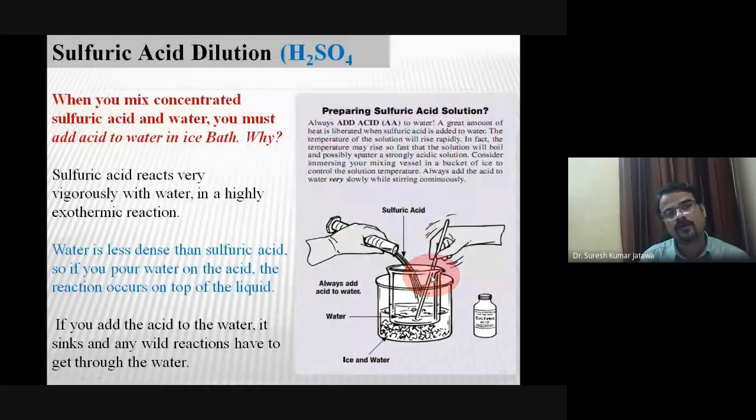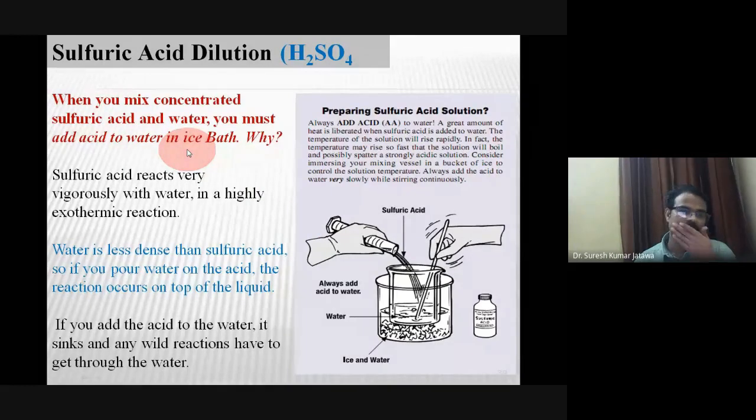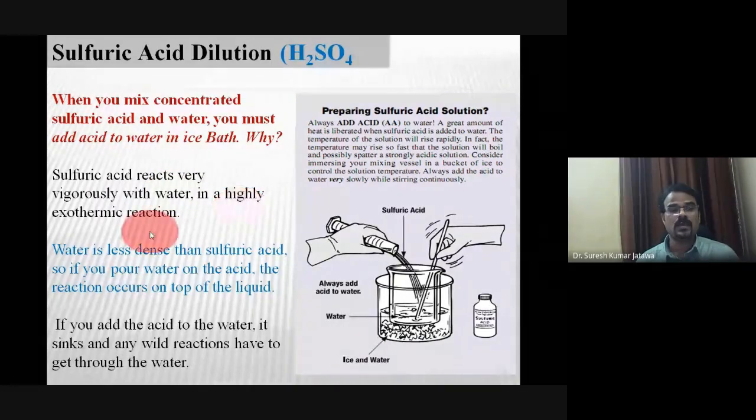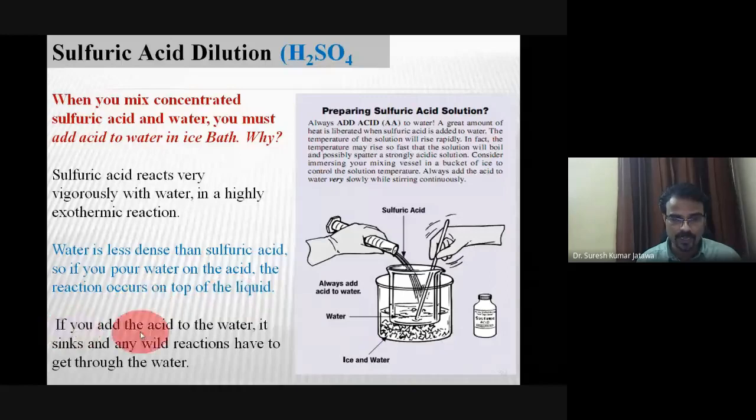One important thing about sulfuric acid. When you are mixing concentrated sulfuric acid and water, you must add acid to water in an ice bath, because sulfuric acid reacts very vigorously with water in a highly exothermic reaction. Water is less dense than sulfuric acid, so if you pour water into acid, the reaction occurs on the top of the liquid. It will harm your health, your hand and your mouth. If you add the acid to water, it sinks and any wild reaction has to get through the water.